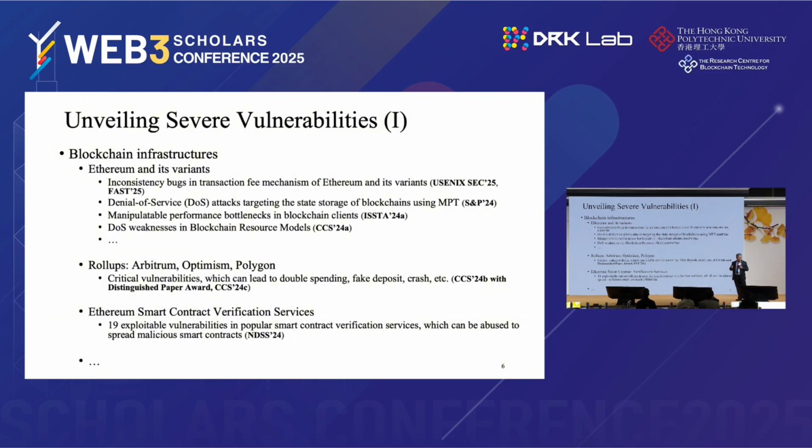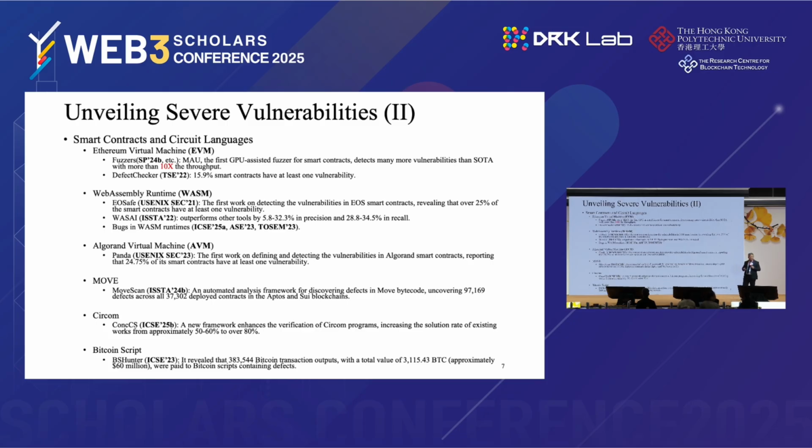Besides the blockchain infrastructures, we have also been investigating the security issues in smart contracts running on top of different types of platforms, including the Ethereum Virtual Machine, WebAssembly, Algorand, Move, as well as other programs like Circom programs and even Bitcoin scripts. For example, last year, we developed the first GPU-assisted fuzzer for Ethereum smart contracts. Our system can detect many more vulnerabilities than the state of the art, with more than 10 times the throughput.